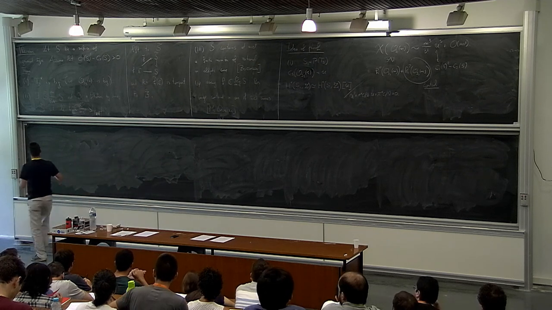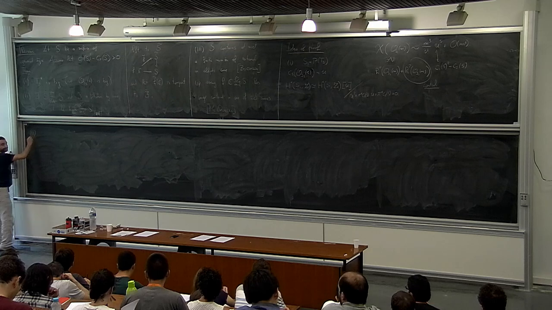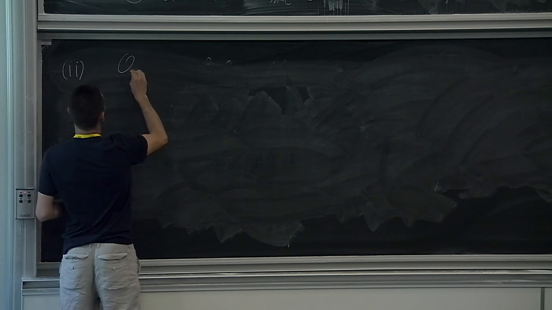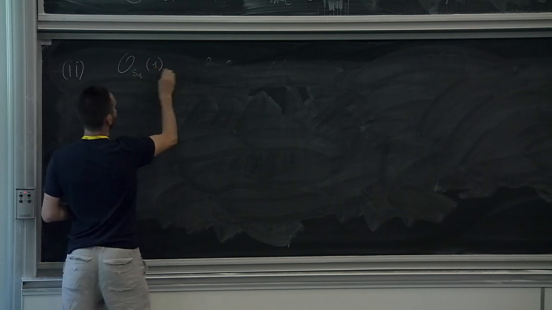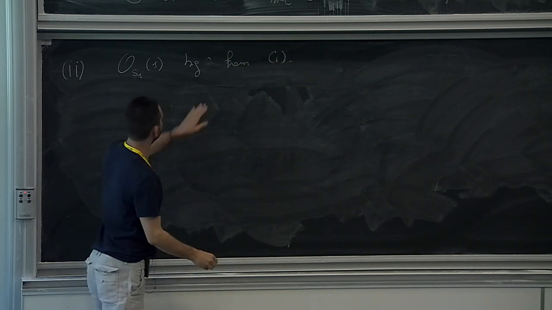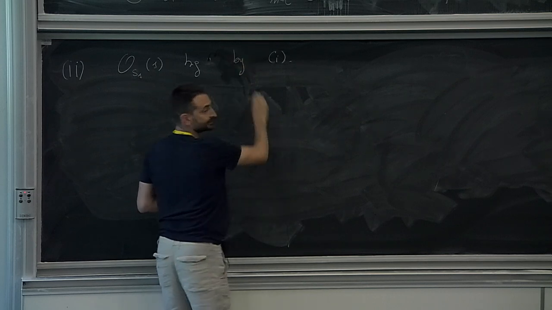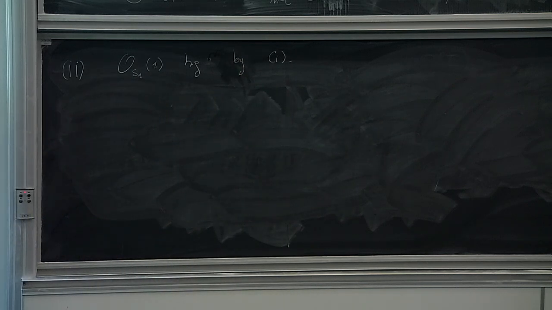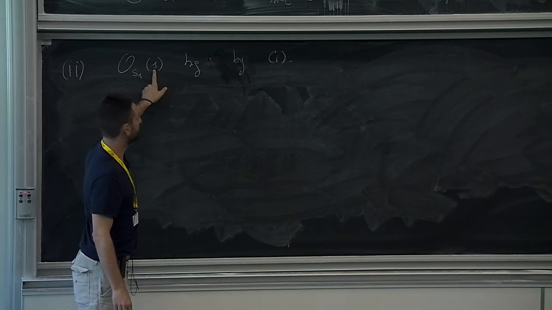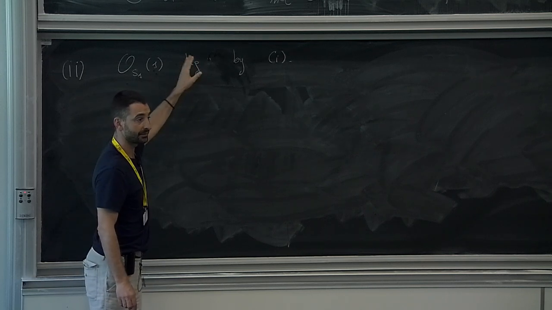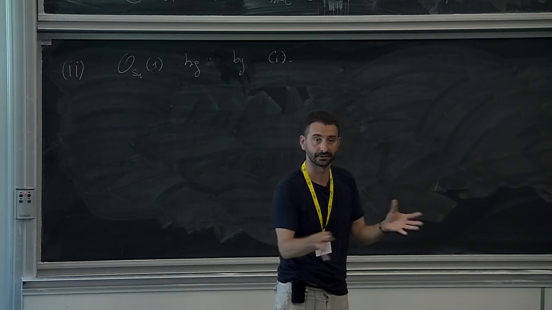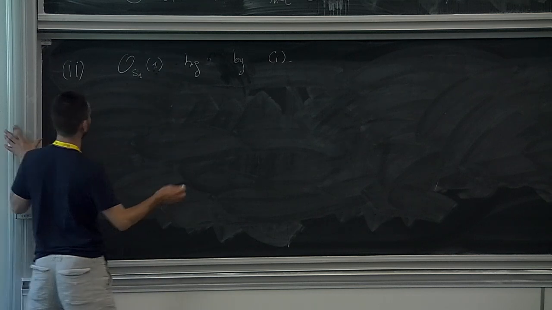Okay, fair enough for point one. Now, point two. As I was saying, now we discover that O_{S1}(1) is big. This is from point one. And so you know that a high power of this, even if you tensor with something, will still have a section. So being big is an open condition, okay? If you perturb a little bit, it will just stay big, so Q-effective, okay?